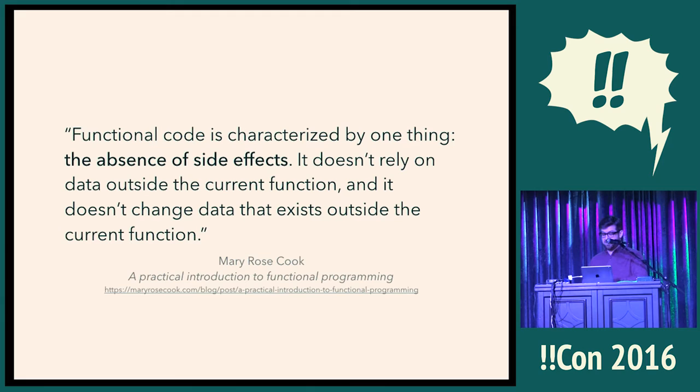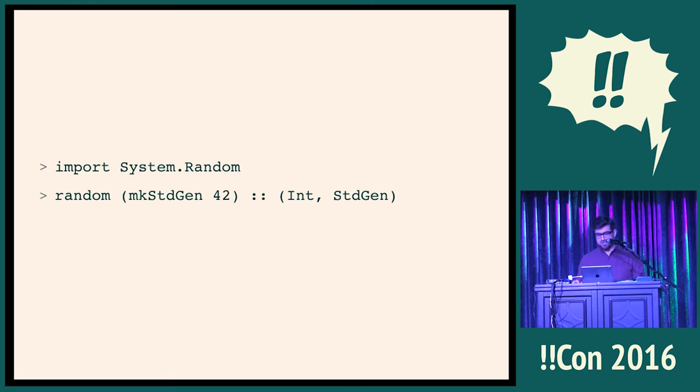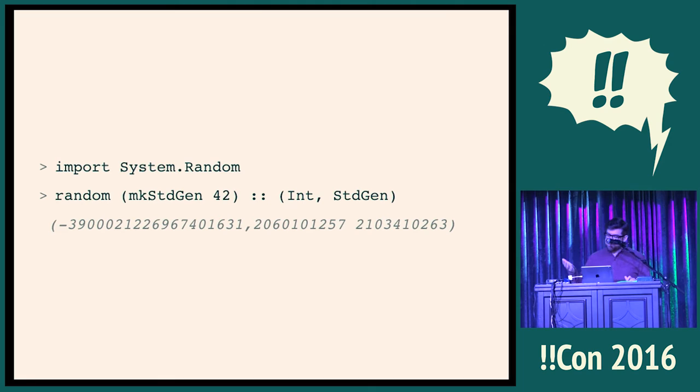So let's look at Haskell. Here's how the random function is defined in Haskell. It's a function that takes a generator G and returns a pair of a random type A and another G. So when we look at this in the REPL, we call the mkStdGen function, and we give it a seed, and we tell it we want back a pair of an Int and a StdGen. So what it returns is a random number, and after the comma, a numeric representation of a generator.